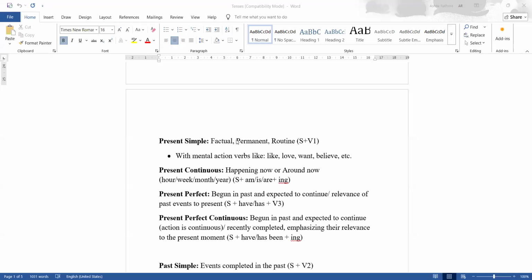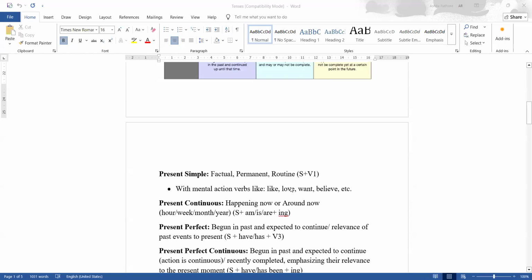Now, let's take a look. Present simple: factual, permanent, routine, S plus V1. And here in present perfect, I have written V3. Now, V1, V2, V3 is another very important concept, and it is very important when it comes to conditionals. Tenses essentially are learned so that we are able to master conditionals, because conditionals is where we get stuck. So very quickly, what is this concept of V1, V2, and V3?